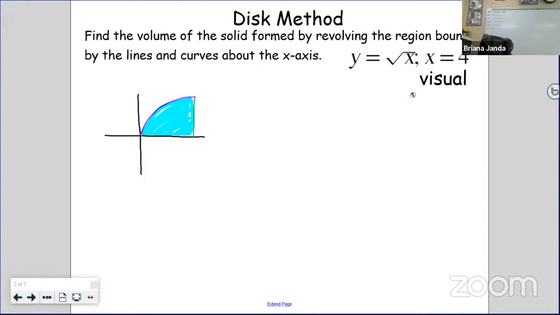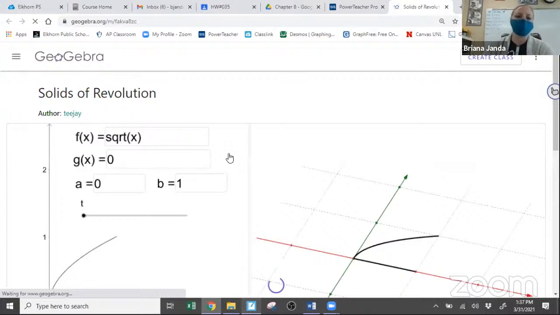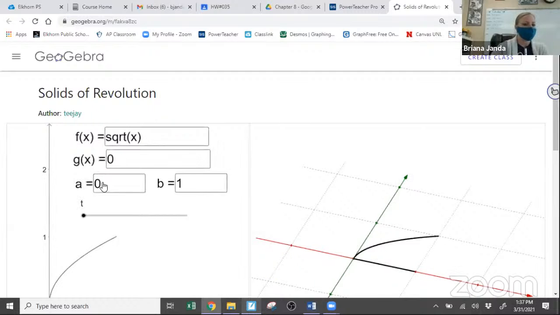There are lots of visualizers on the computer. I think I've got a GeoGebra one linked here that we're going to look at. This is a neat one because this particular GeoGebra applet allows you to put in different functions, and we can even put in multiple functions, which we can utilize tomorrow as we have more than one function. This one happens to come to us with the same function we were given in our notes, square root of x. Right now it is only going from 0 to 1.